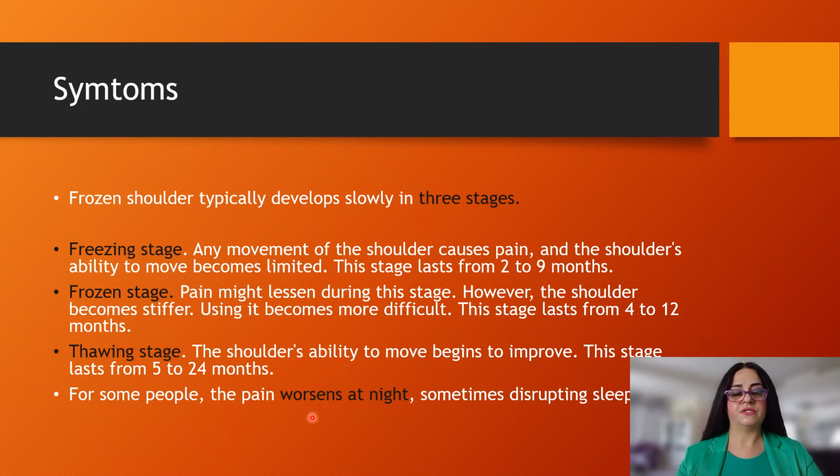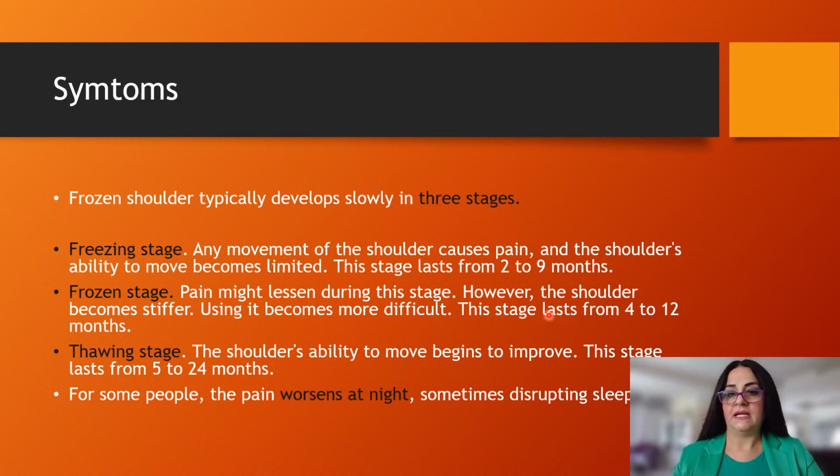What are the symptoms? Frozen shoulder typically develops slowly in 3 stages. Freezing stage: any movement of the shoulder causes pain. The shoulder's ability to move becomes very limited, and this stage might last 2 to 9 months. And then we have the frozen stage. Pain might lessen during this stage. However, the shoulder becomes stiffer. Using it becomes more difficult.